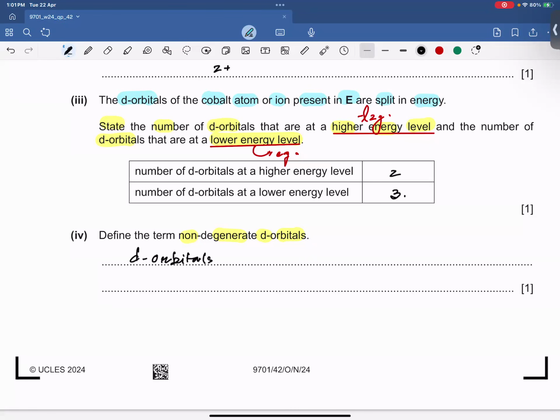So d orbitals have different energy. Okay.